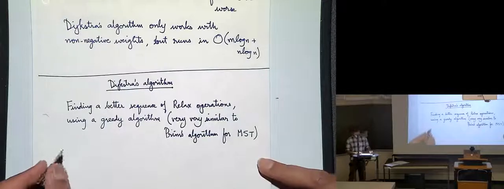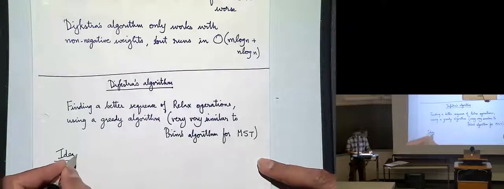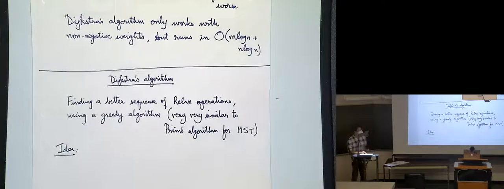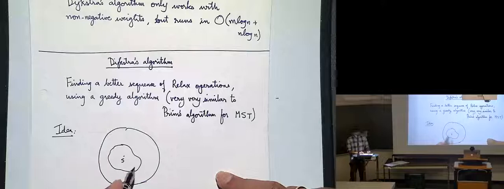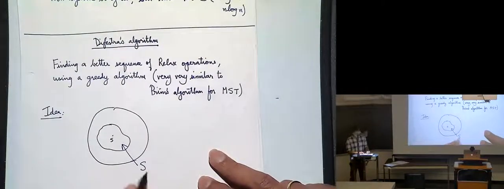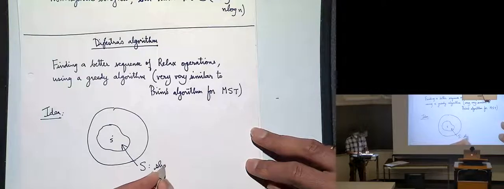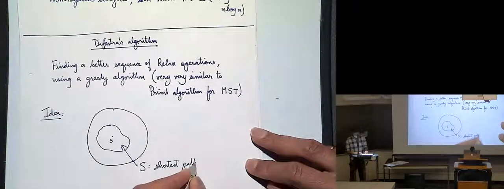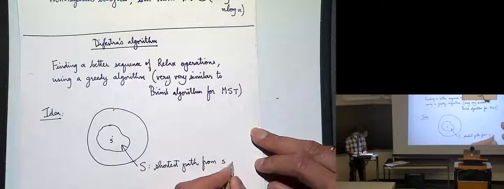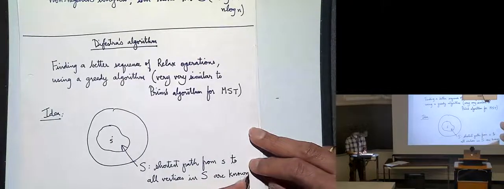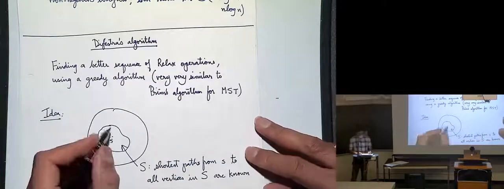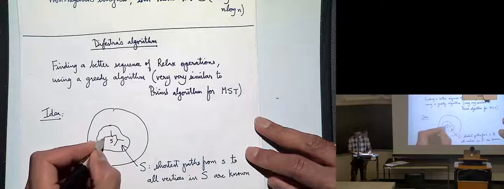So what is the idea? Let me first draw out the idea, and once we have the idea, then the implementation will essentially write itself out. So let's say this is s, and there is some set capital S such that shortest paths from little s to all vertices in capital S are known. What this means is we have the shortest path tree from here.